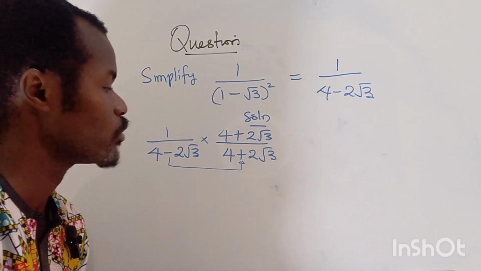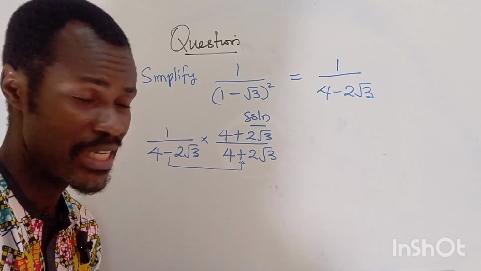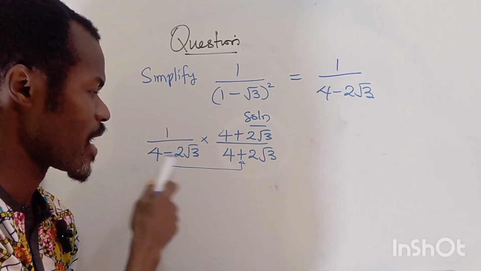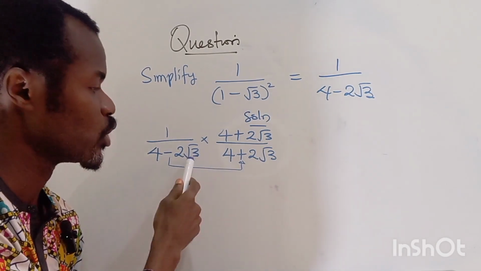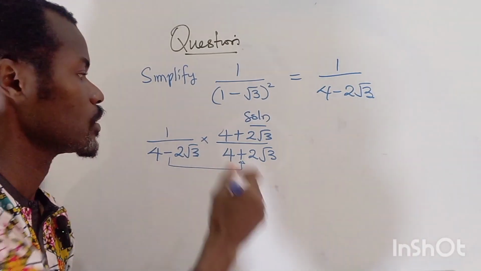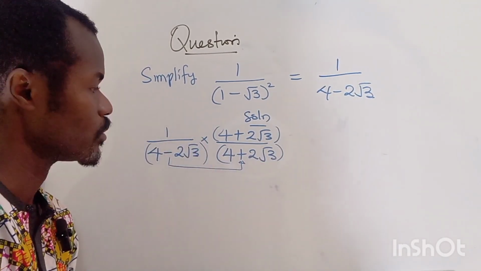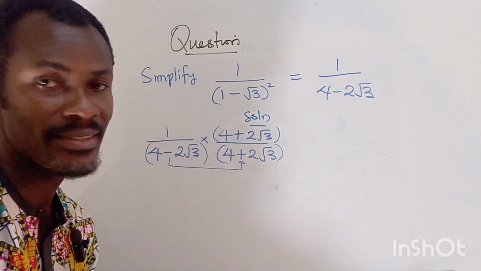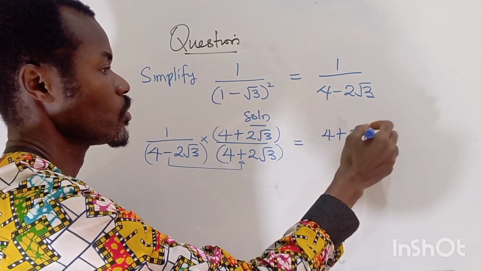Now the essence of multiplying with the conjugate is such that by the time we do the multiplication, we are going to be able to eliminate the radical, the square root sign at the denominator. All right, so we can put these in brackets. Now 1 multiplied by this is still going to give us 4 plus 2 root 3.